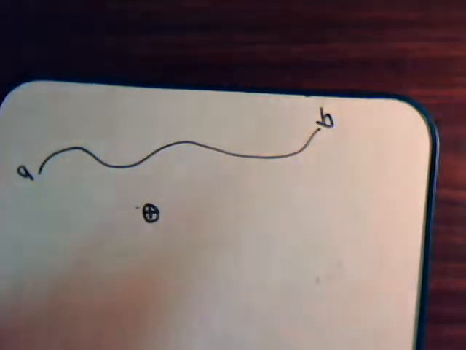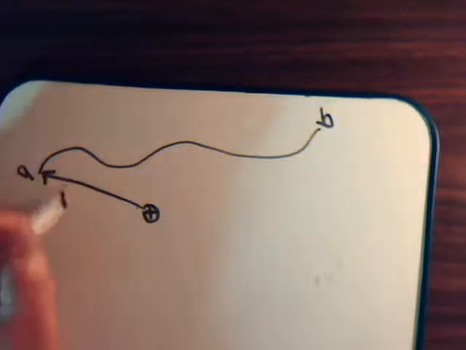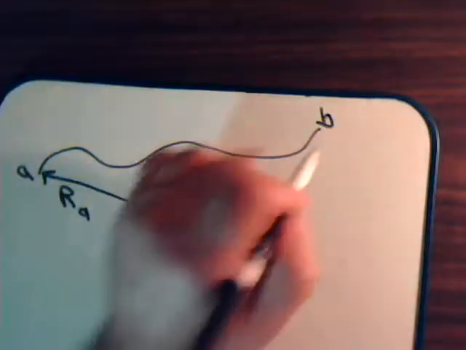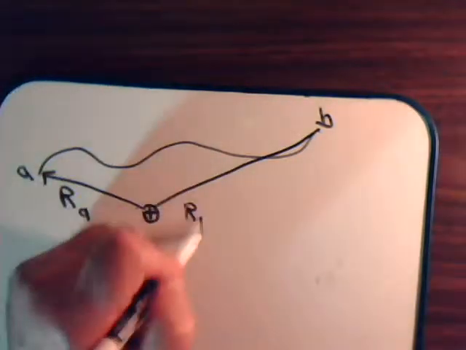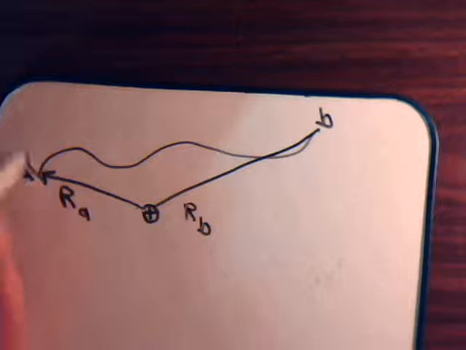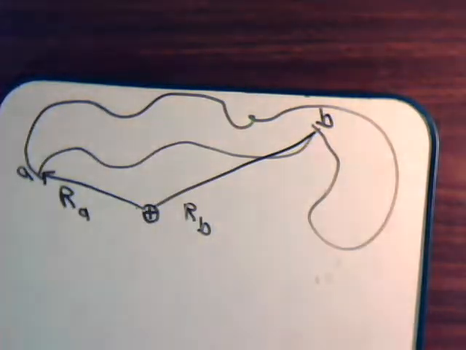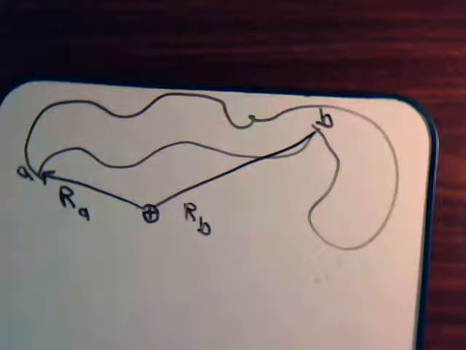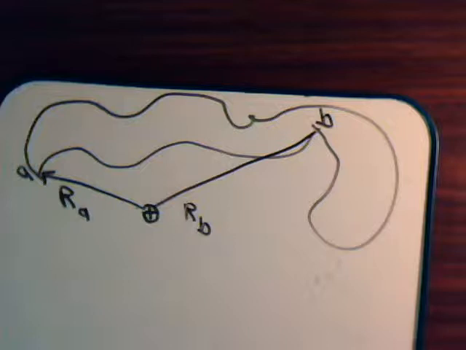Well, the amount of work we perform depends only upon the position vector RA and the position vector RB. So we could have taken that path, and the amount of work performed would have been the same. It only depends upon RA and RB. It only depends upon where we start and where we end. The path that we take in between is totally irrelevant.